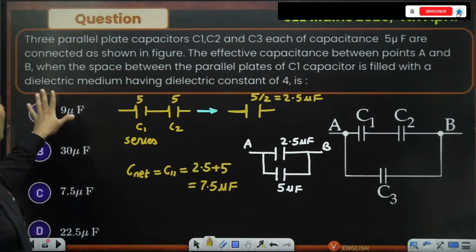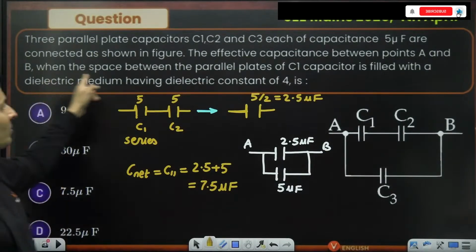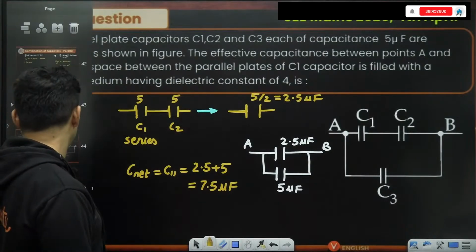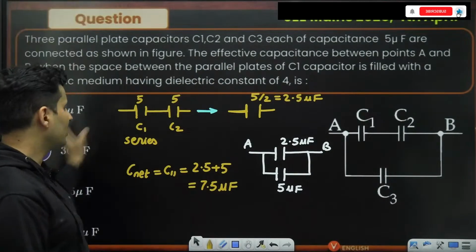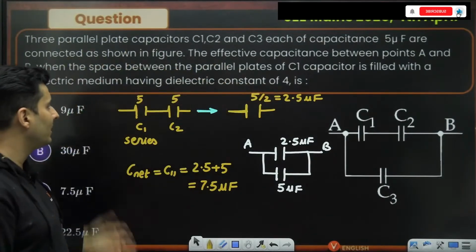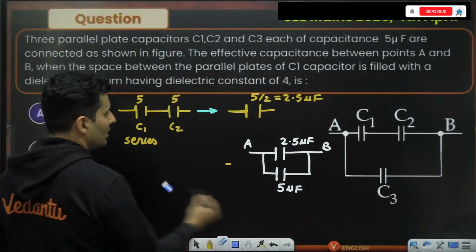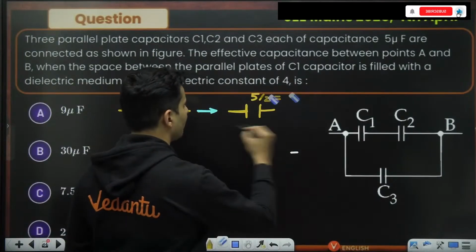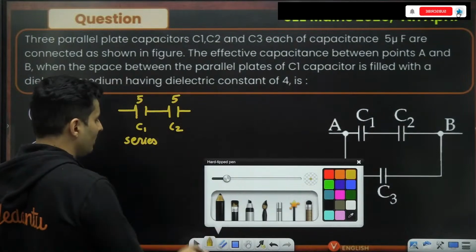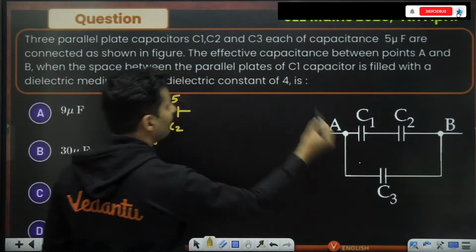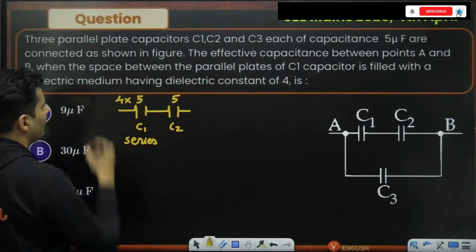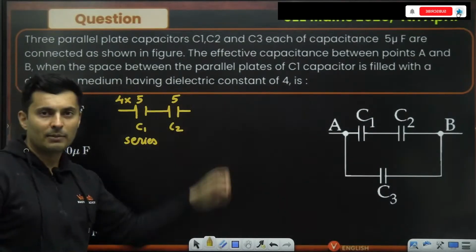That is 7.5. Oh, but we have done something over here. Capacitor C1 is now filled with a dielectric of constant 4. Now this was all without a dielectric. So if capacitor 1 is filled with a dielectric, then obviously things will change. So how will things change? Let's have a look right from the beginning. This obviously won't be 5, because C1 is filled with a dielectric of 4. So this will be 4 multiplied by 5.